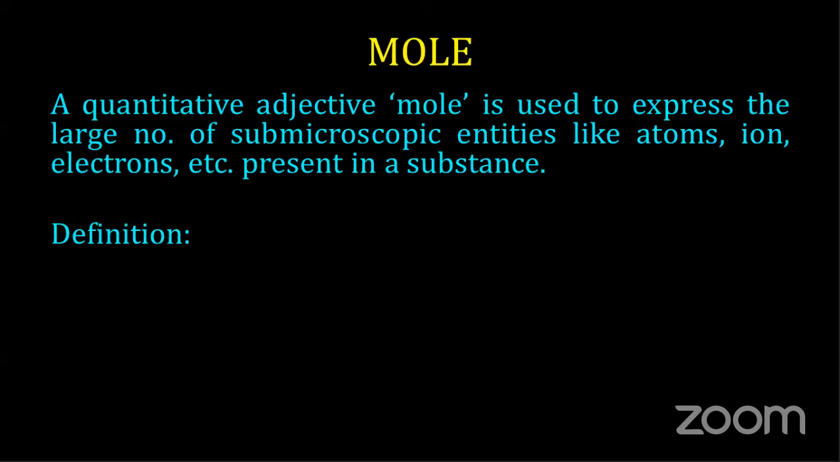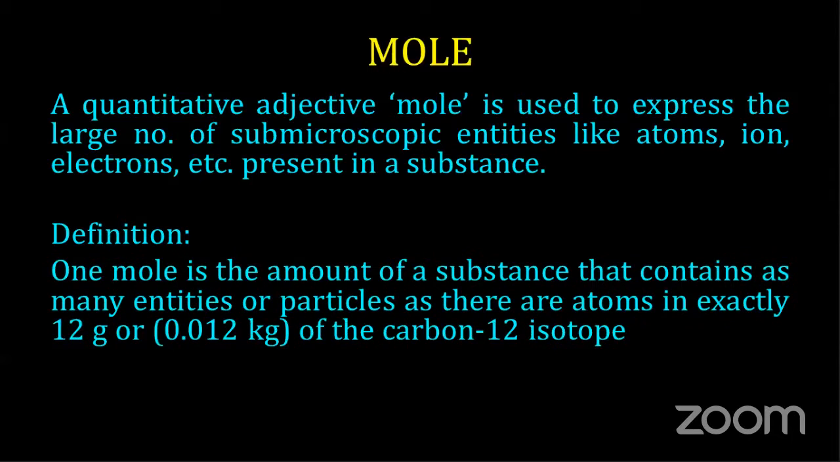Now, look at the definition of mole. The meaning is given: 1 mole is the amount of substance that contains as many entities. In simple words, entities means particles. The particle can be an atom, it can be ions, it can be electrons, it can be molecules, as there are atoms in exactly 12 grams of the carbon 12 isotope, right? So this is what the meaning is. In fact, I will tell you after 2 minutes how many number that is. 1 mole equals how much? I will tell you after 2 minutes, right?